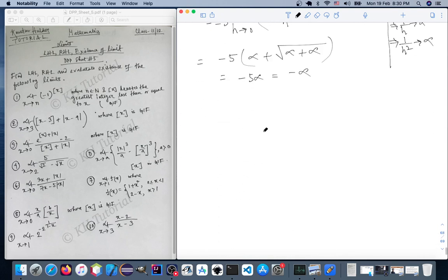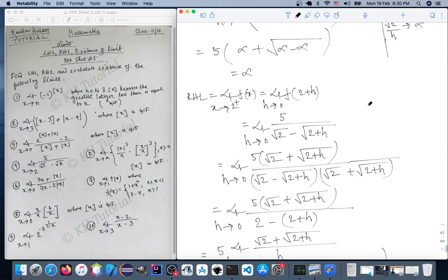So they are unequal. Therefore, LHL not equals RHL. So limit does not exist.